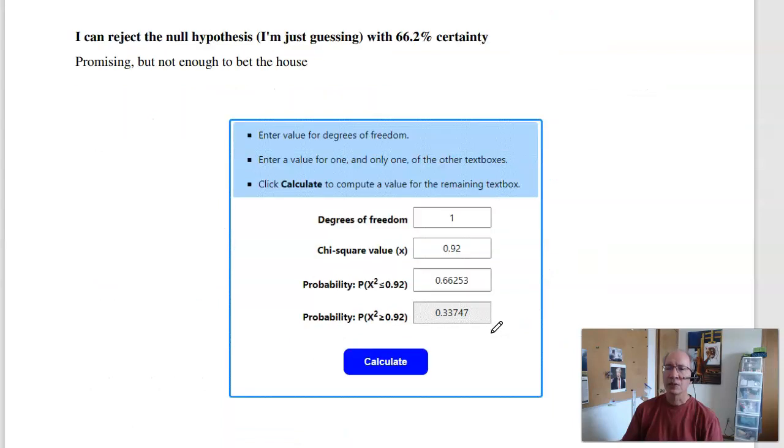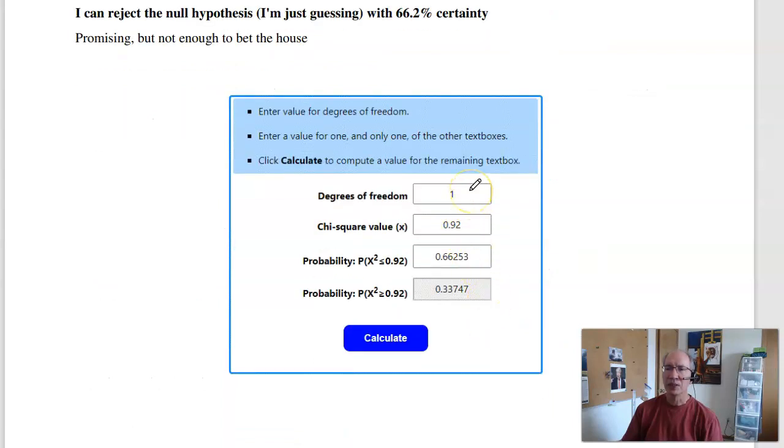Converting that to a probability, I've got 2 bins, meaning 1 degree of freedom. My chi-squared value is 0.92, corresponds to 66%. So there's a 66% chance I'm not just guessing.